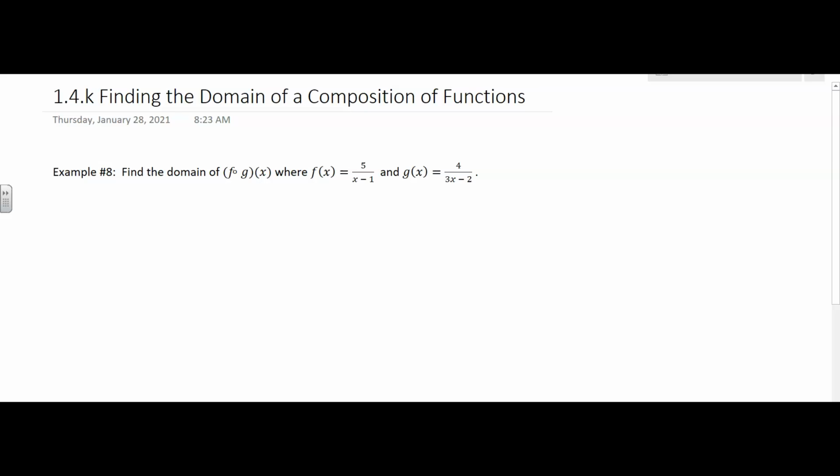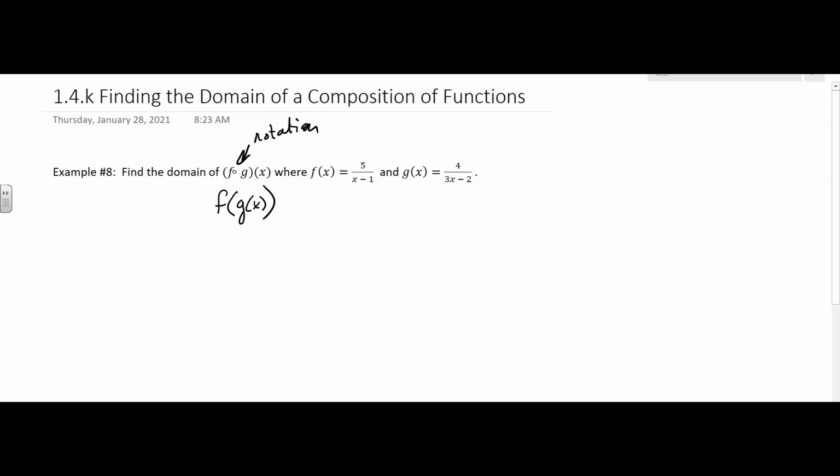Okay, so we have a composition here and they want us to find the domain, and they give us the two functions. Notice they're using the composition notation, so just note that. I typed these and it should have a space in there, but you could also rewrite it as f of g of x, and I'm going to do that because it might be a better visual for you.